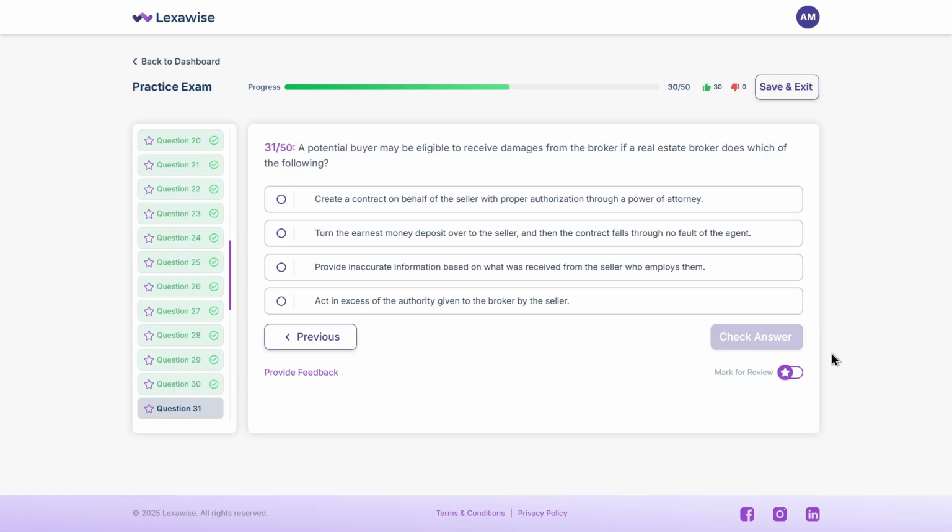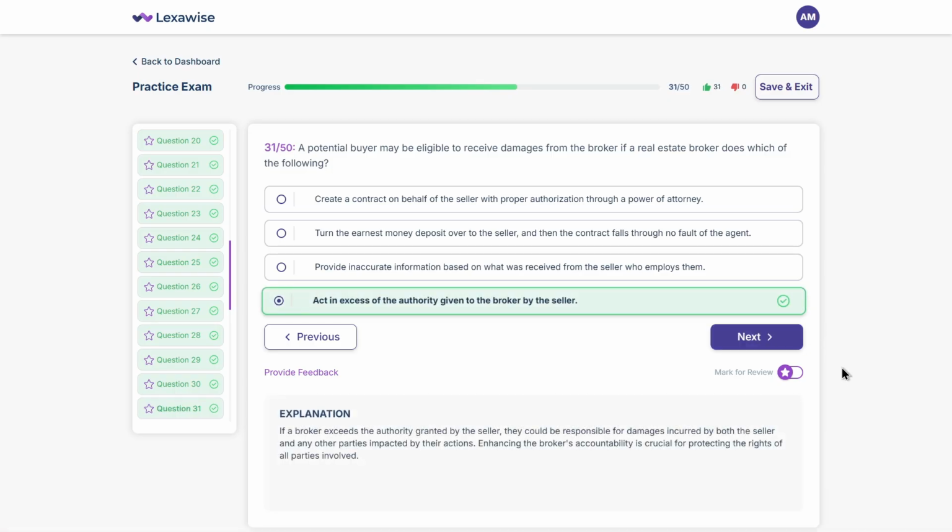The correct answer is D. Act in excess of the authority given to the broker by the seller. That's because if a broker exceeds their granted authority, they may be liable for damages caused by their unauthorized actions.